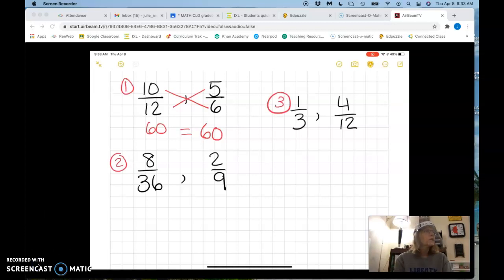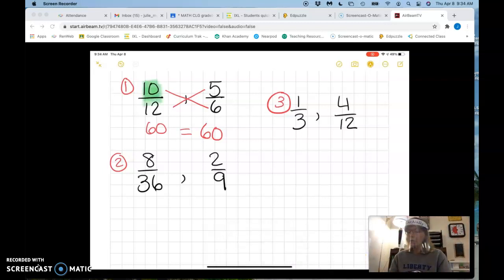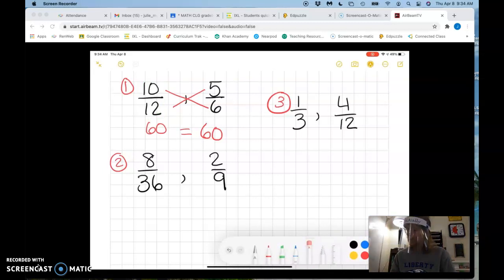So which fractions out of all these pairs are in simplest form? Who wants to try? Braden. 1 and 12. Oh, I see what you're saying. Okay, I want you to pick a fraction. 4 and 12. Okay, so you think 4 and 12 is in simplest form? Maybe. Okay. What else? 8 and 36. And what else? 10 and 12.